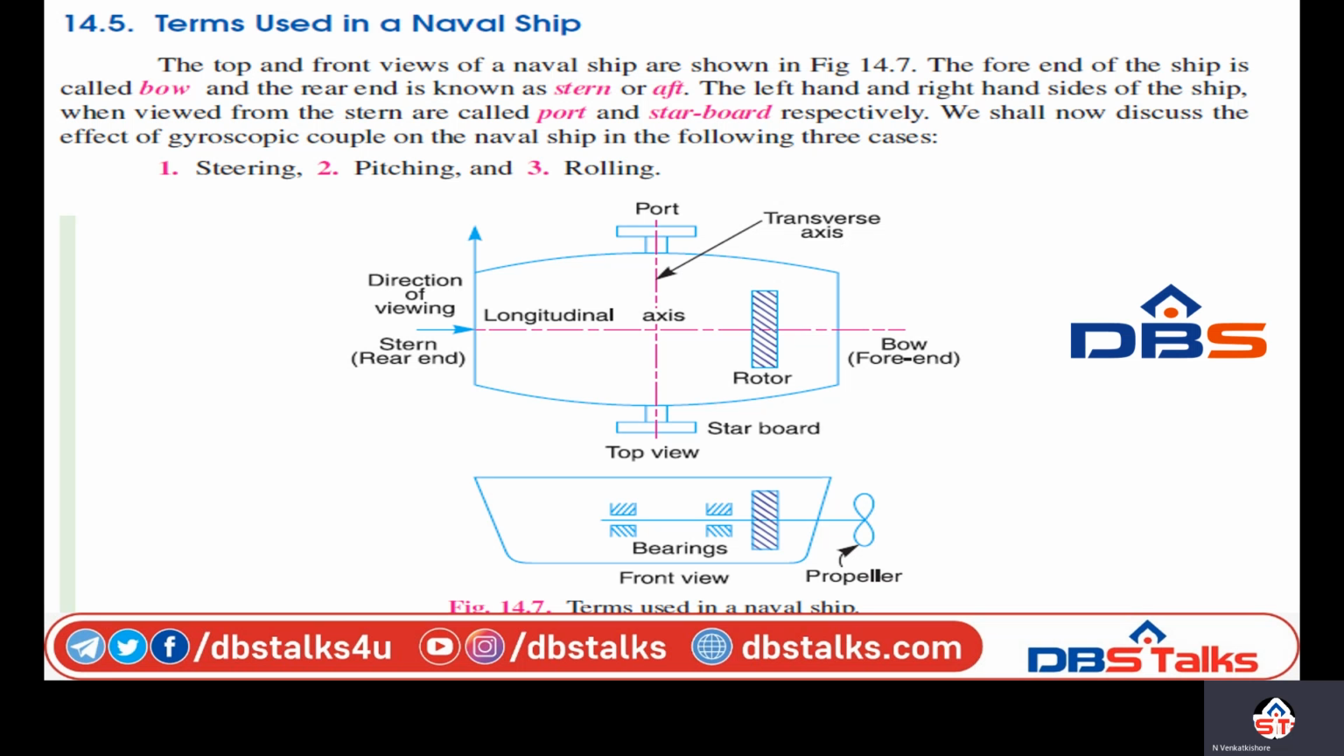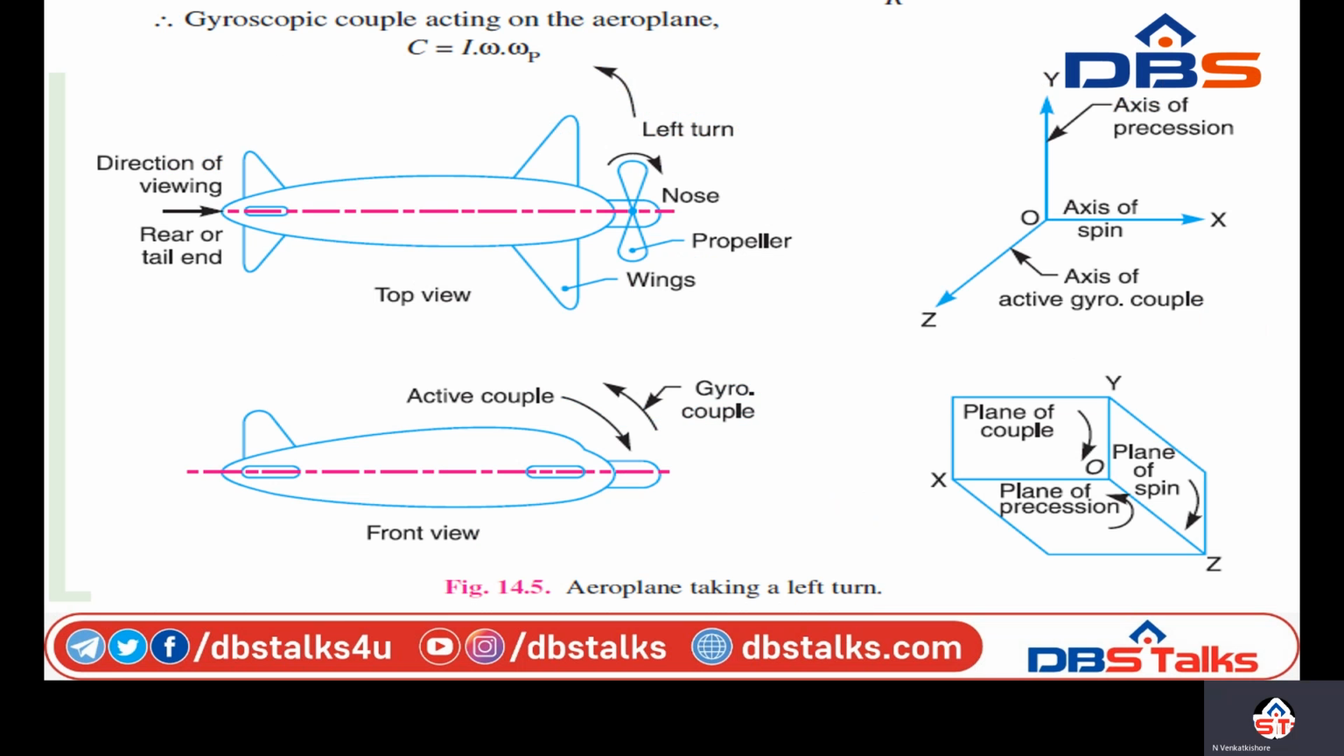Before taking the left turn, the angular momentum vector of the aeroplane is represented by OX. Here also we have three axes, that is OX, OY and OZ. These three are mutually perpendicular, and the axis of spin is always OX, the axis of precession is OY, and the axis of active gyroscopic couple is always OZ.